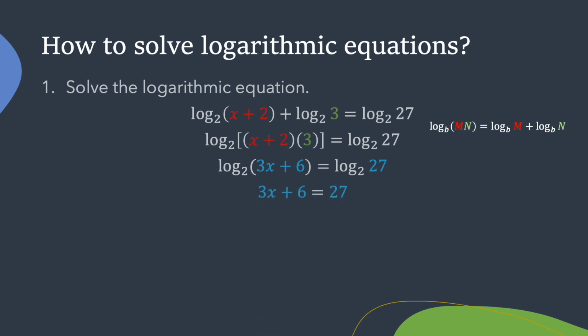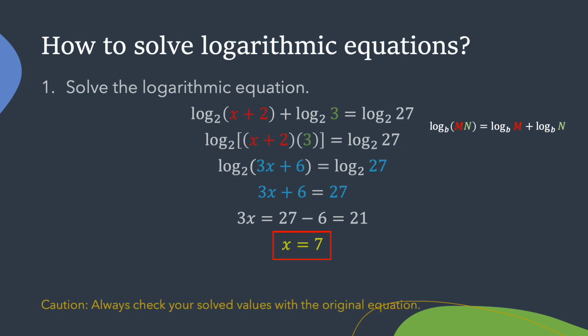We have 3x plus 6 equals 27. Then that becomes 3x equals 27 minus 6, which is 21. Dividing both sides by 3, we'll get x equals 7.